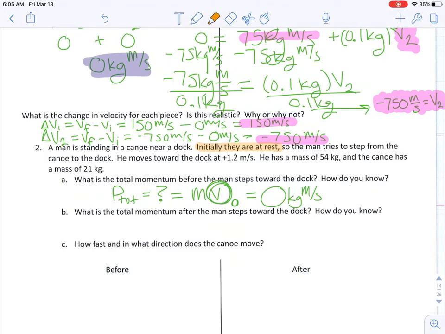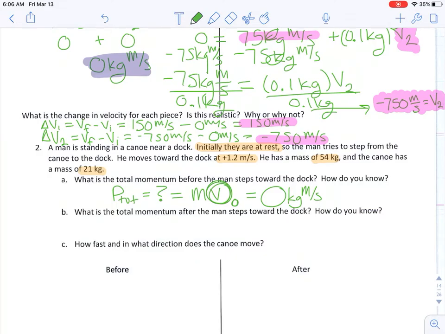All right. So now our man tries to step from the canoe to the dock. He moves towards the dock at 1.2 meters per second, and he has a mass of 54 kilograms, and the canoe has a mass of 21 kilograms. Okay. So this problem might not look like an explosion. It's not talking about a bomb. It's not talking about a firearm. It's not talking about anything we typically think of as an explosion. However, initially they are at rest, and then two pieces go in opposite directions. That is an explosion. So an explosion does not have to be, in quotes, explosive.